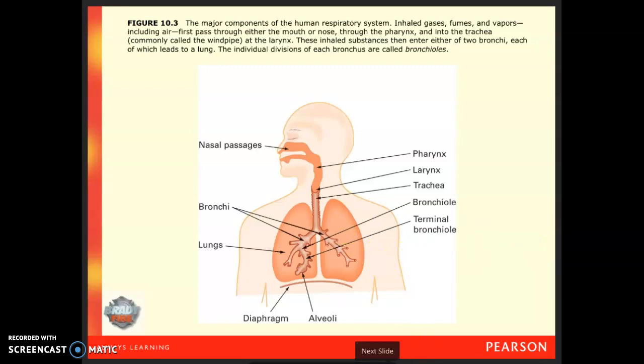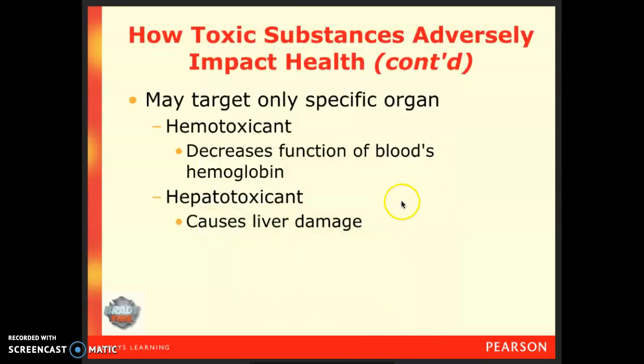Now, in addition to talking about modes of entry, we often will talk about certain types of targeting toxins. When we talk about targeting toxins, there are different kinds that exist, and they have different names associated with them. So, for example, a hemotoxicant. A hemotoxicant works by decreasing the function of your blood's hemoglobin.